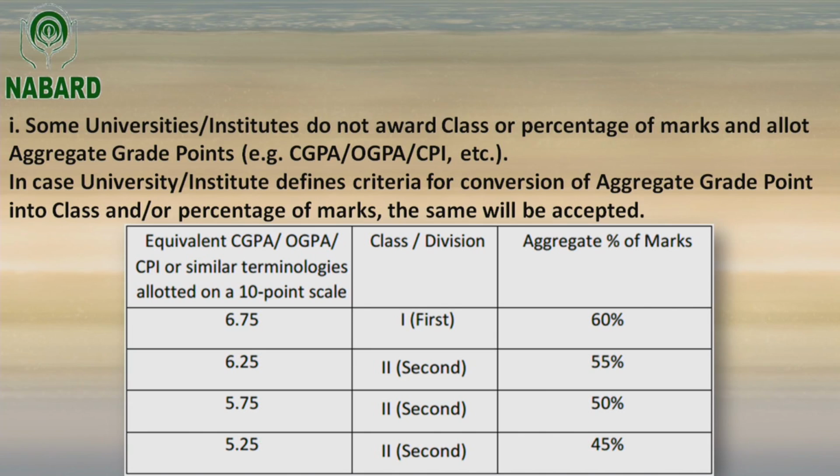The next slide says some universities or institutes do not award class or percentage of marks and allot aggregate grade points, for example CGPA or GPA and CPI, etc. In case the university or institute defines criteria for conversion of aggregate grade point into class and or percentage of marks, the same will be accepted.